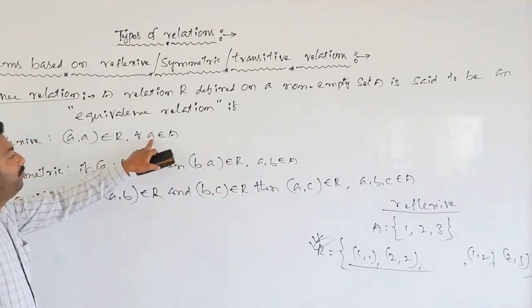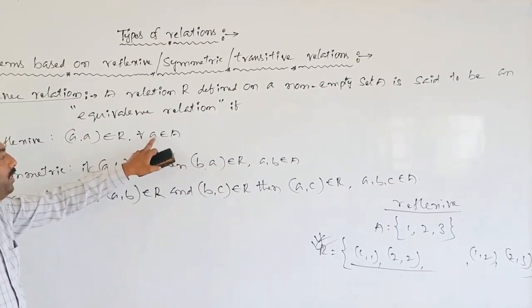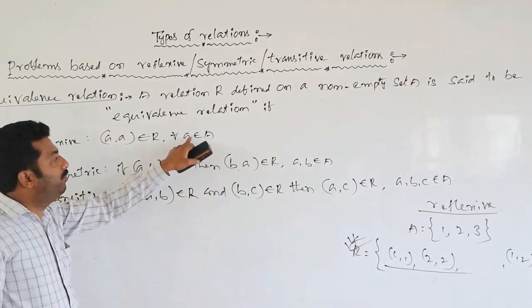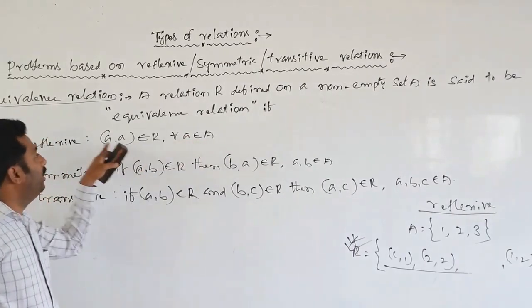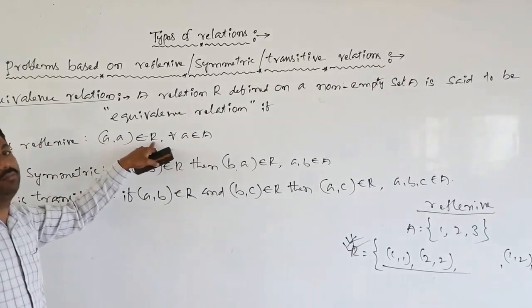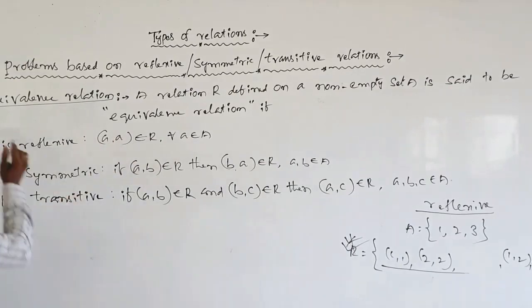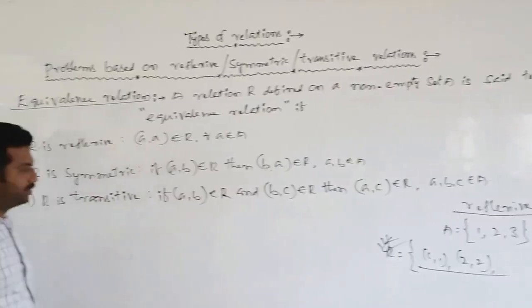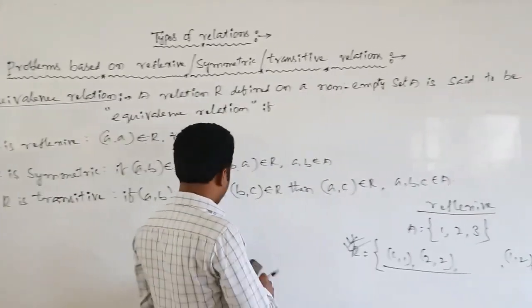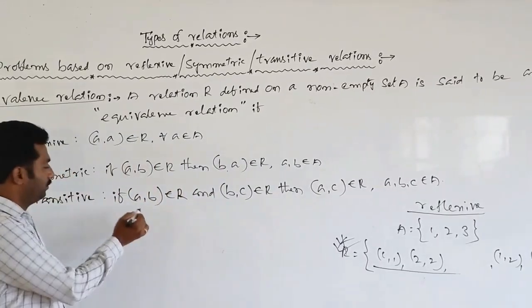For every a belongs to capital A, means for each a belongs to capital A, (a, a) should be present in capital R, so that capital R is a reflexive relation. Next, what is symmetric?